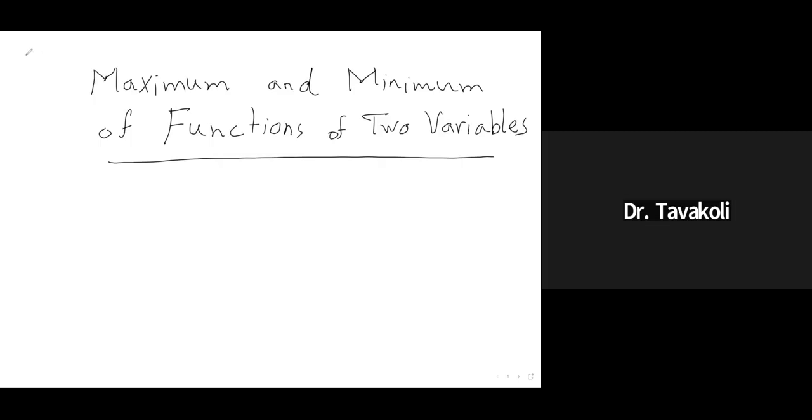This lesson is about maximum and minimum of functions of two variables. Similar to the case of functions of one variable that you have seen in Calculus 1, here critical points are important. So first I define what we mean by critical points in the case that we have two variables. Of course, that can be generalized to more than two variables, but here our focus will be on two variables.